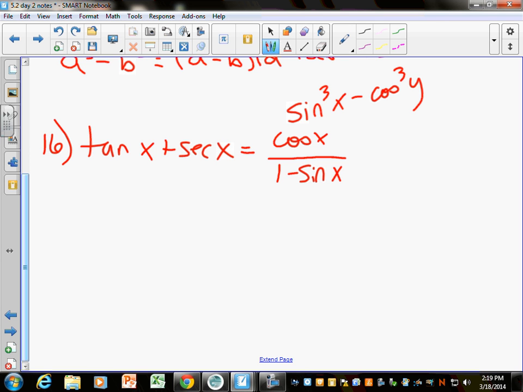I wanted to show you 16 because I feel like 16 is the first one we've done that makes you add something into the problem. What do you think would be a good first step on 16?